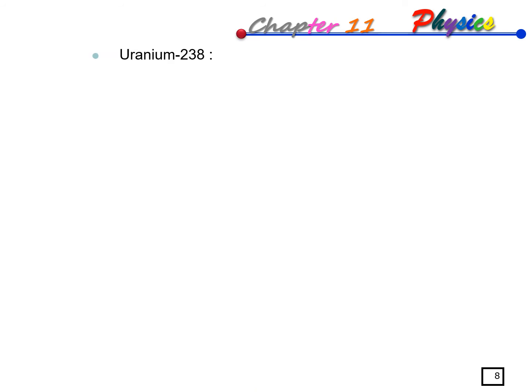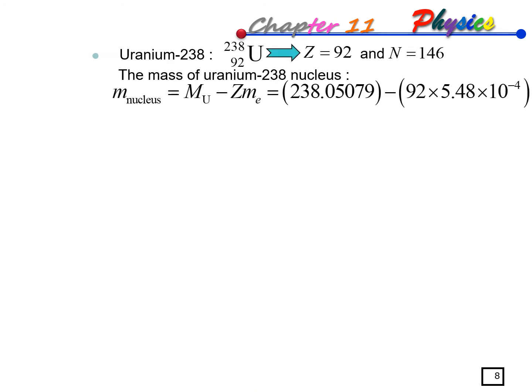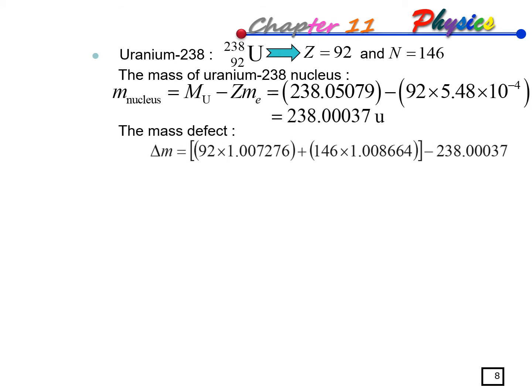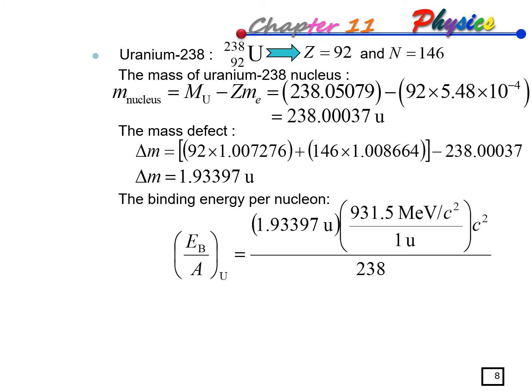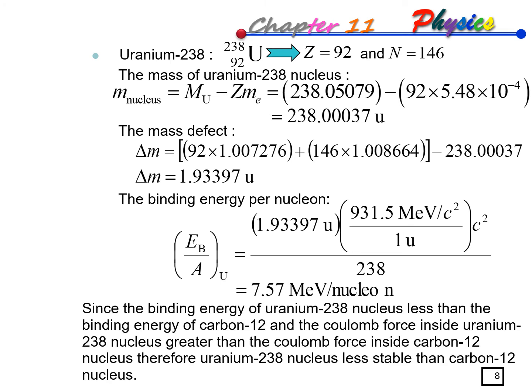Now we repeat the same process for uranium. First calculate the mass of the nucleus. Once we have the mass of the nucleus, we can determine the mass defect. Once we have the mass defect, we calculate again the binding energy per nucleon for uranium, which ends up with 7.57 MeV per nucleon. So we compare.